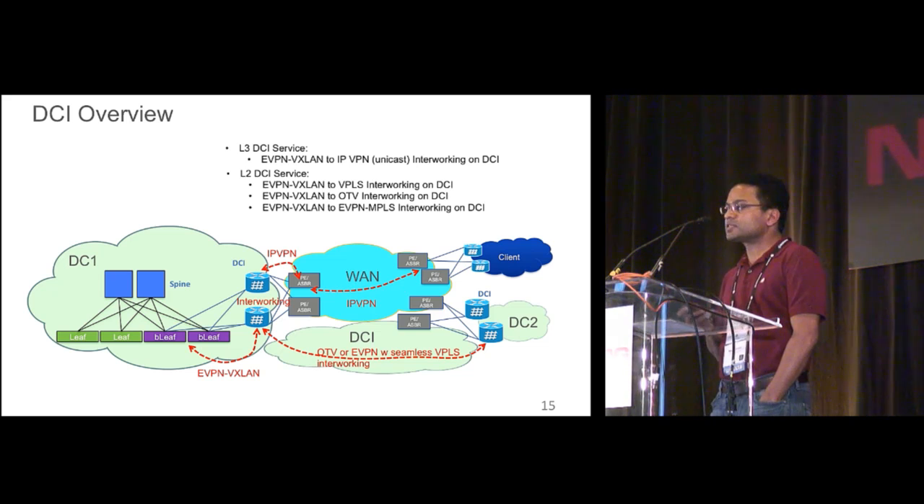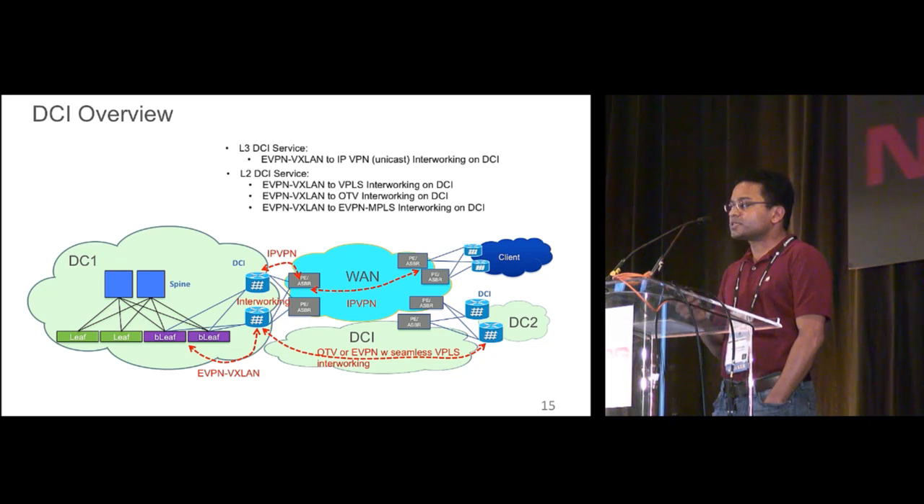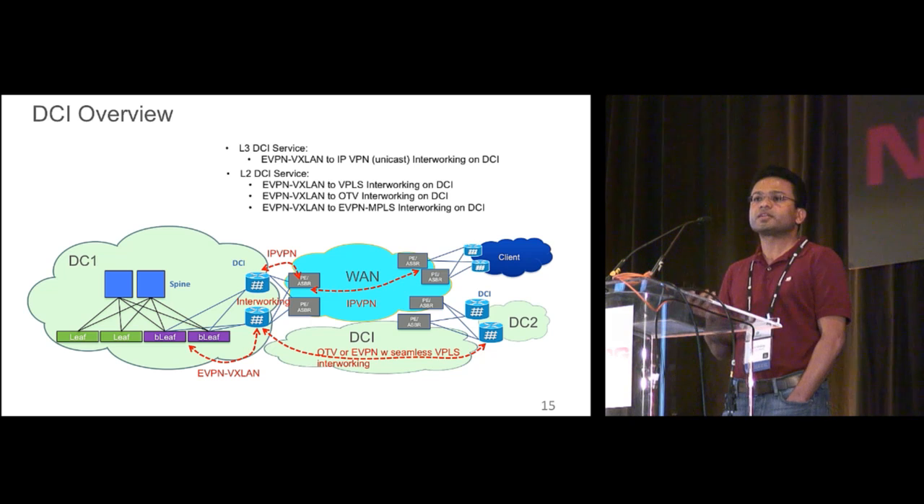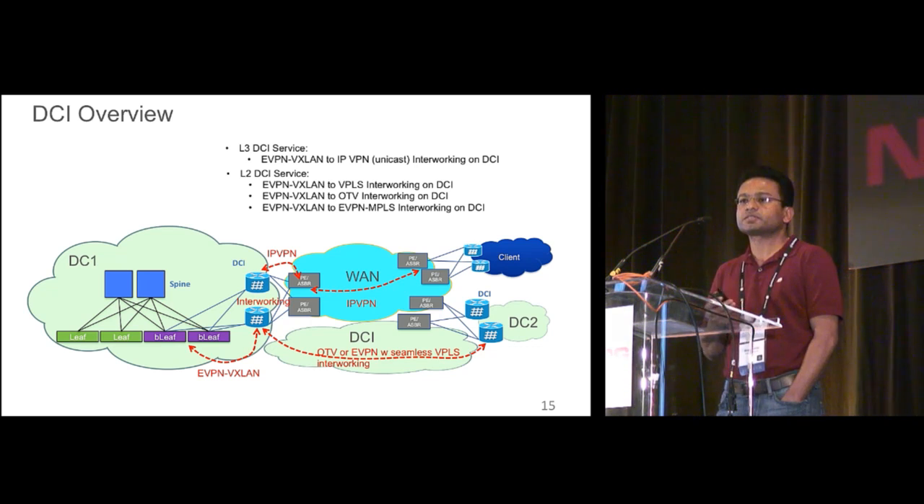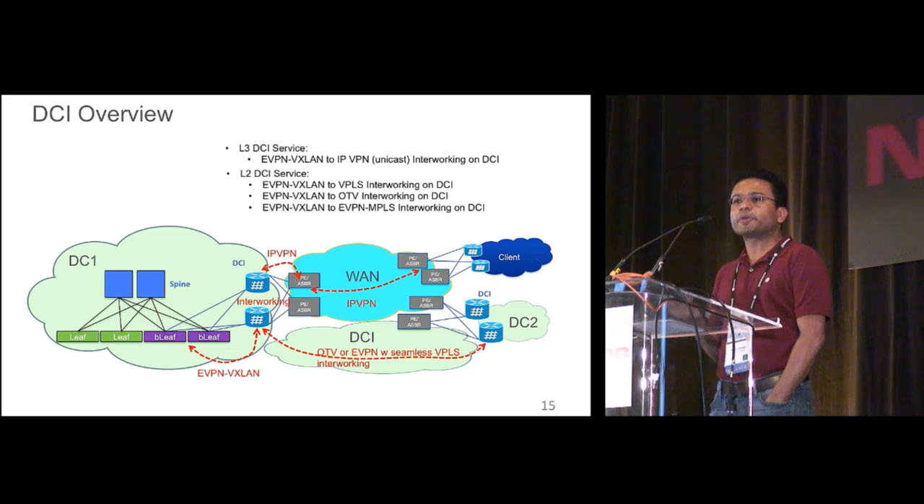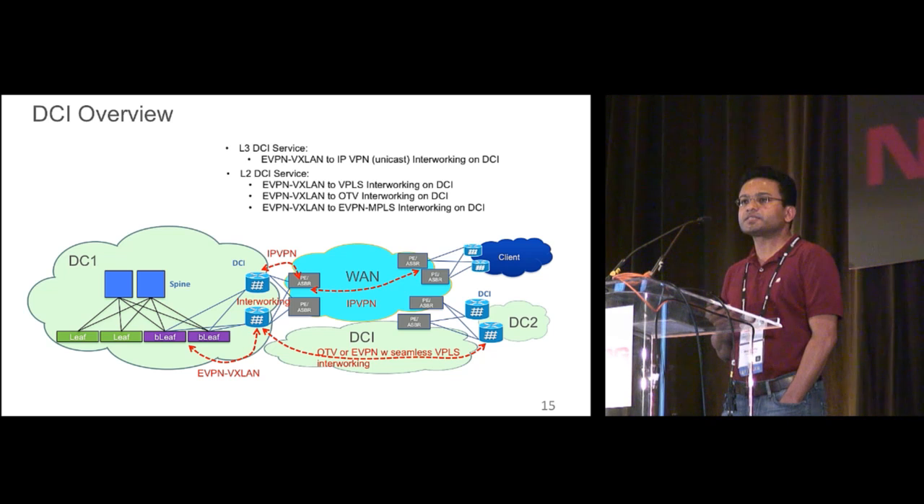In this case, it is EVPN VXLAN running in the data center, whereas on the WAN side, you can have either EVPN MPLS, VPLS, or OTV, any of the flavors. It's just helping in extending the layer 2 gateway functionality across. For this particular presentation, we can concentrate more on the layer 3 DCI service.